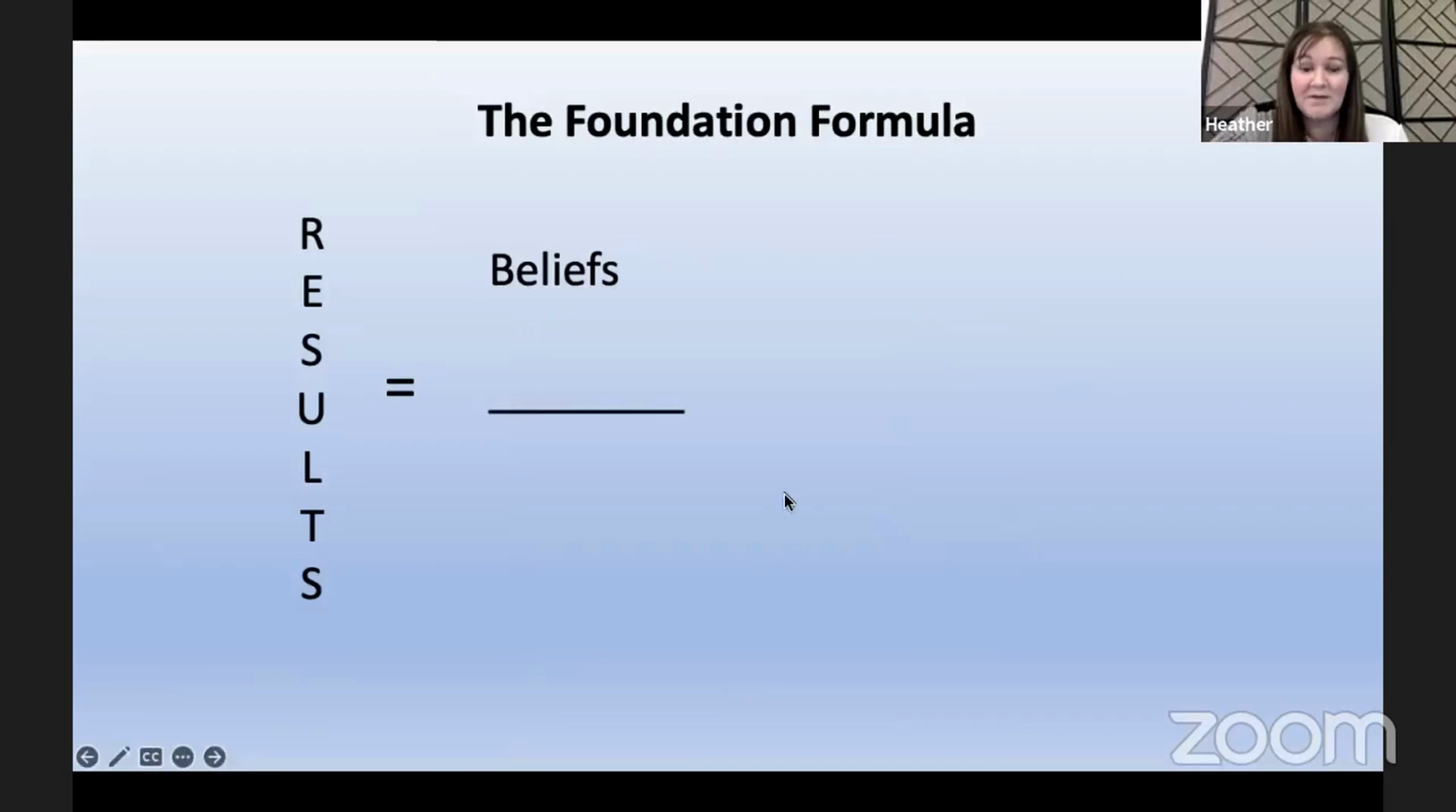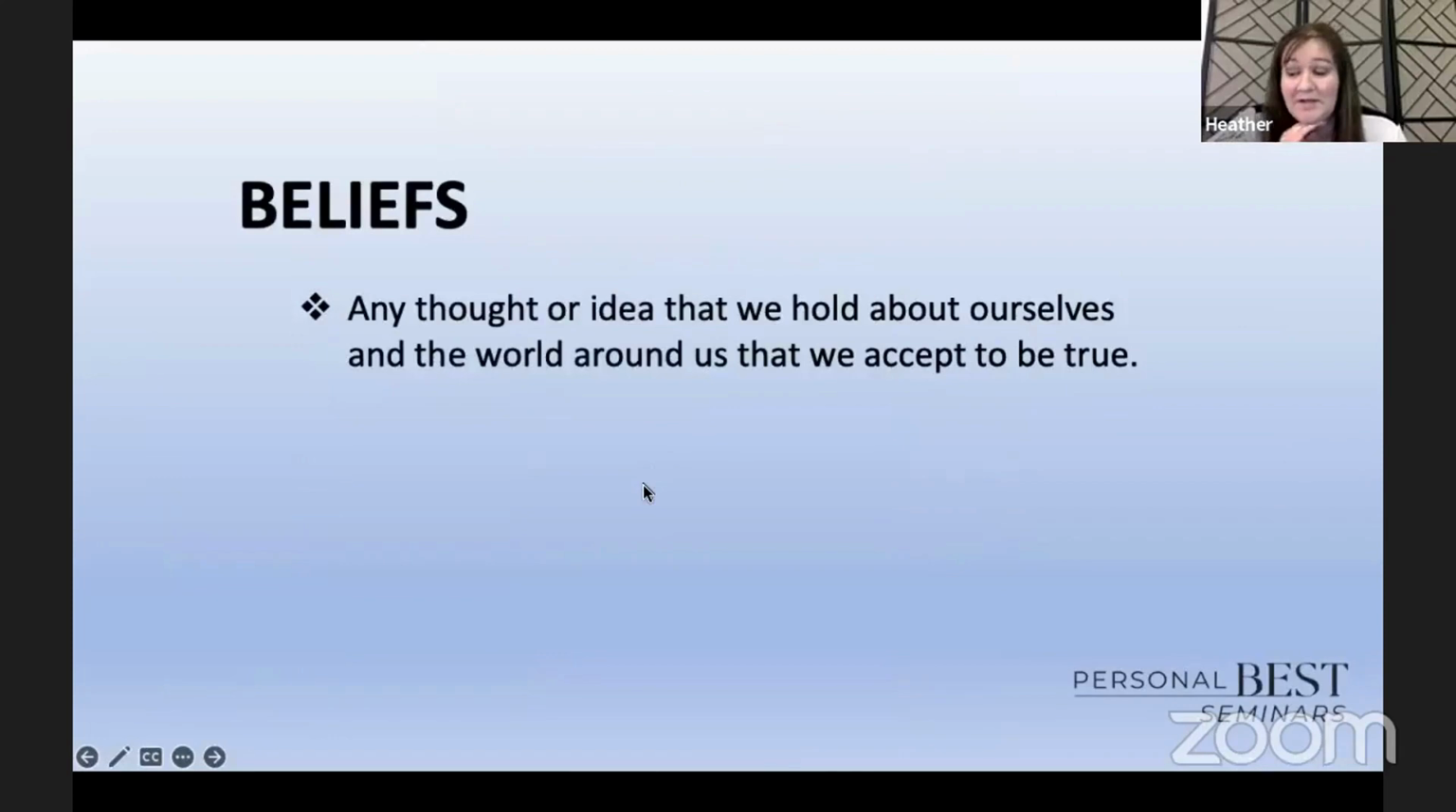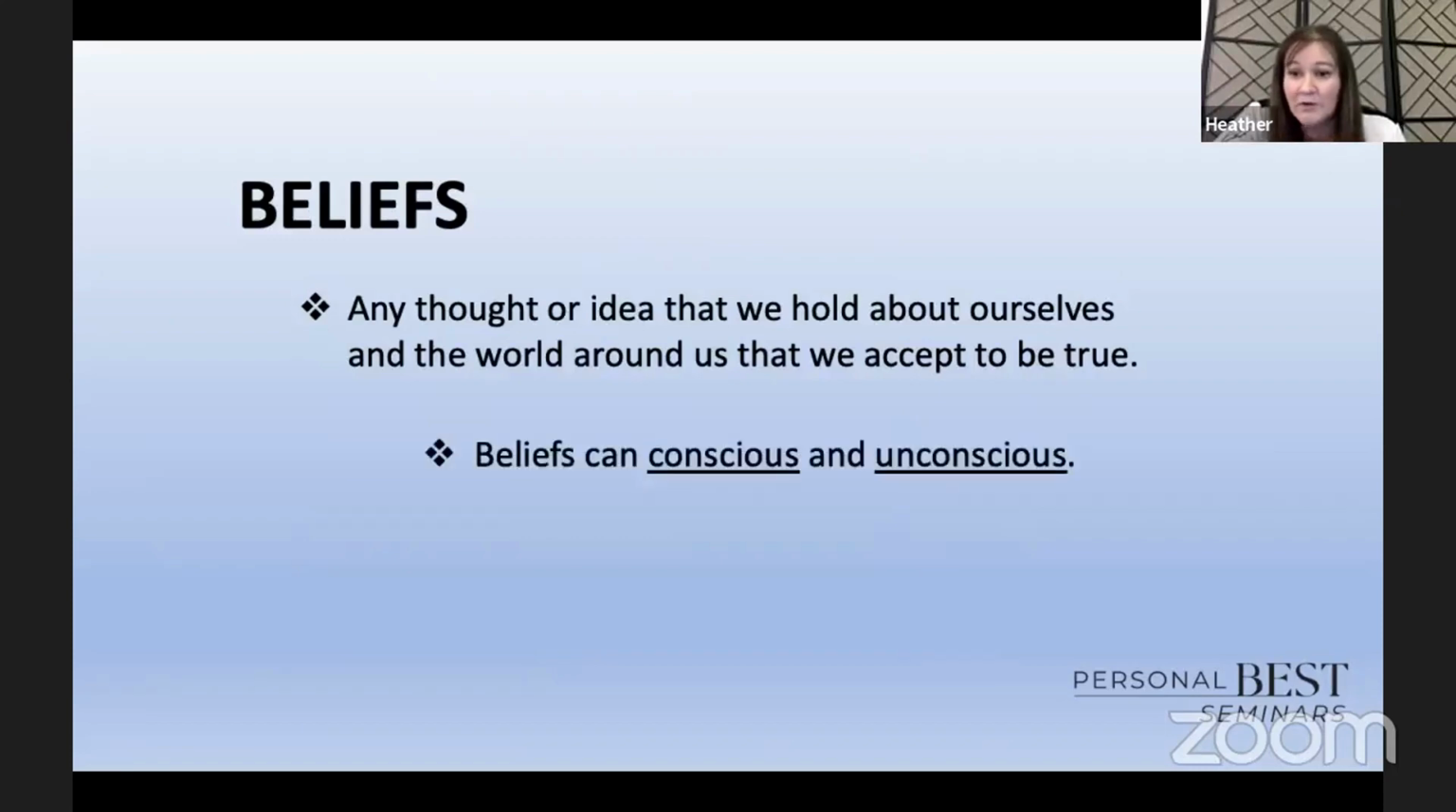So we're going to start with the beliefs inside of this formula that's on page 8. We're going to start off with a definition. A belief is any thought or idea that we hold about ourselves and the world around us that we accept to be true. There are a number of categories and classifications that we could put beliefs in, so we're going to go through them.